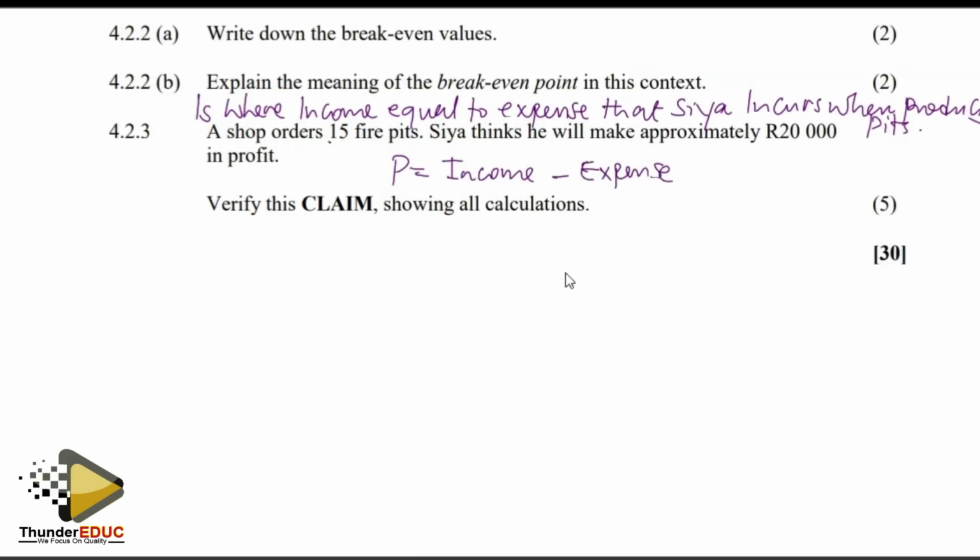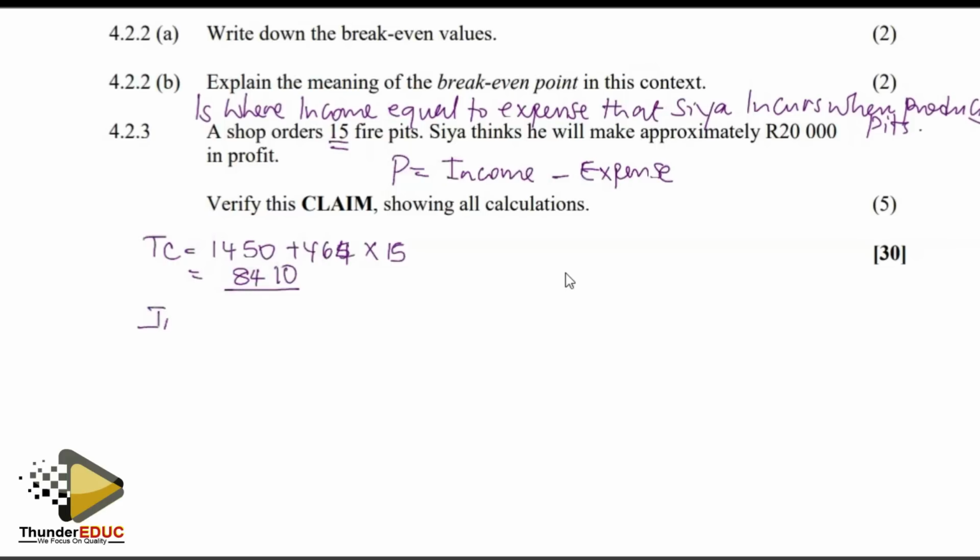So there are 15 pits, and to get the total cost, remember the formula that we've just created and the number of pits. I'm looking for the cost. So it's 1,000 plus 4,400 times 15. So the cost is this much.